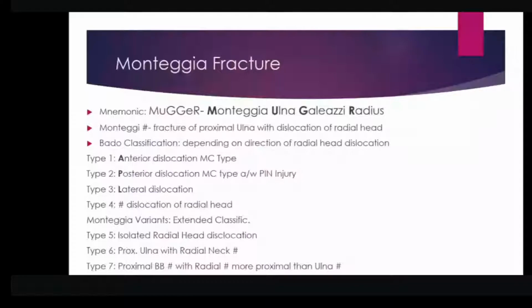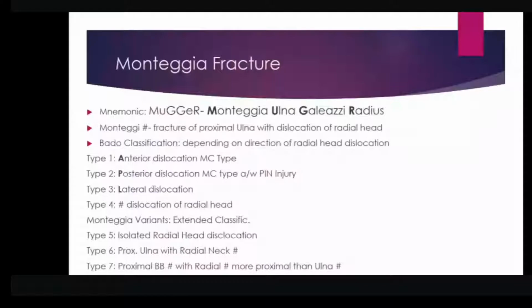Now you should remember this classification because it will be an often-asked question in your theory paper. This is the Bado classification, 4 types: anterior dislocation, posterior dislocation, lateral dislocation, and fracture dislocation of the radial head. Don't need to consider the Monteggia variant.